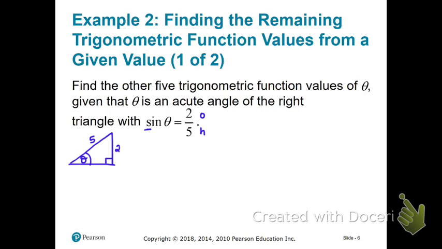Yeah, so let me label A, B, and C. So I need side B. So A squared plus B squared equals C squared. I'm going to subtract the 4. Doesn't matter where you put A, B, and C. They should be across from their angles. C has to be the hypotenuse. But otherwise, A and B are interchangeable.